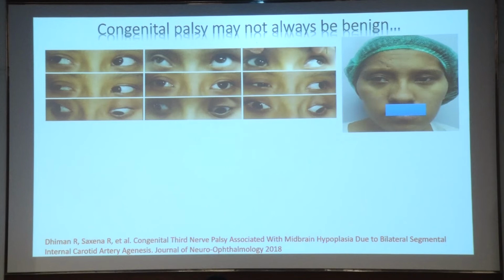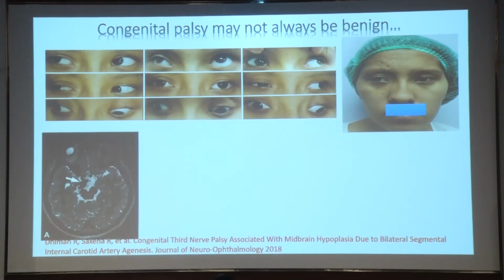This is another case. Congenital palsies usually do not need imaging, but what prompted imaging in this case was that she had a right partial third nerve palsy. There was an extensive facial hypoplasia and also complaints of intermittent headaches and occipital headaches. So we thought to get an MRI done, and it showed an enlargement of the posterior communicating artery, and you also see the hypoplasia of the right-sided midbrain, the affected side of the midbrain.